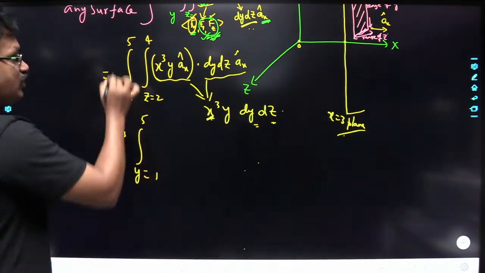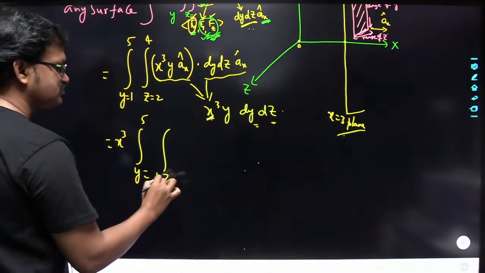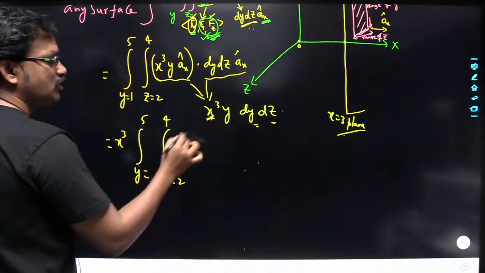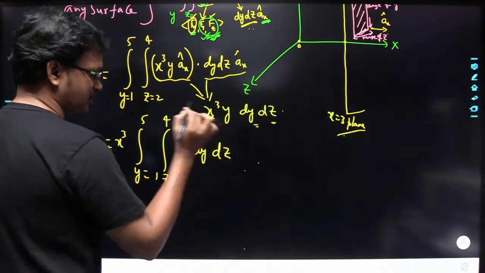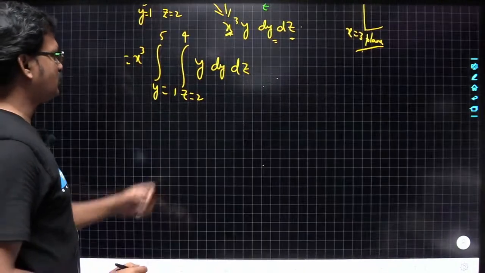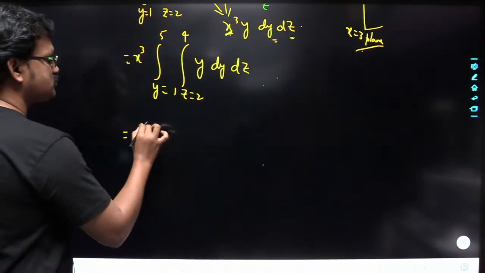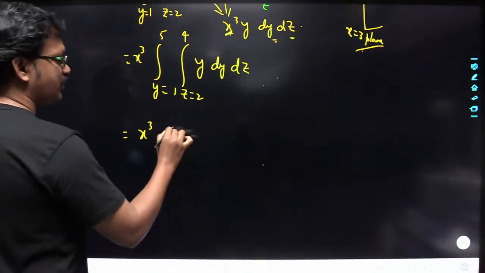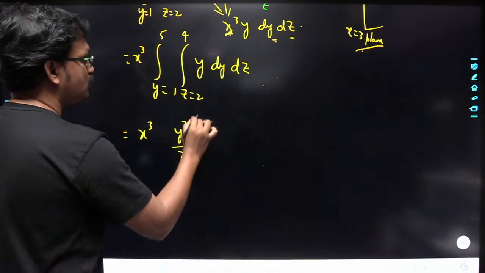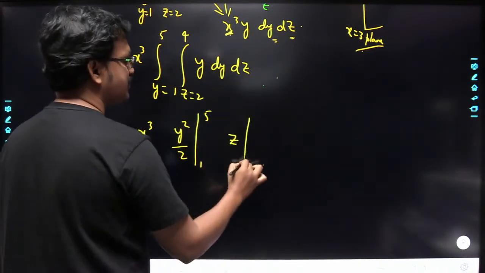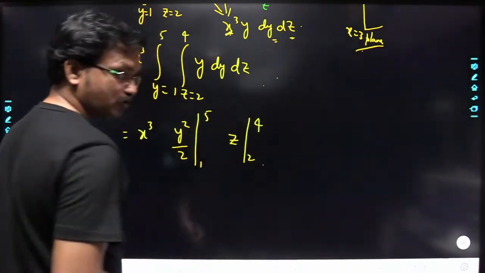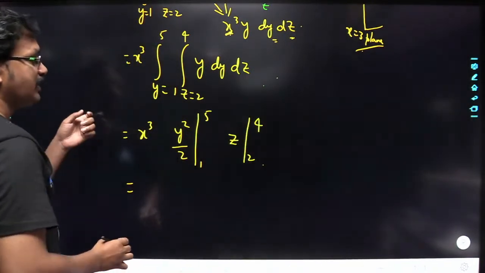So integral y equal to 1 to 5 and integral z equal to 2 to 4. So what is left out here? Y into dy into dz. So now do this integration. What are you going to get? You are going to get x cube into the integration of y, which is y square by 2, its range is from 1 to 5. Integration of dz is z and its range is from 2 to 4.